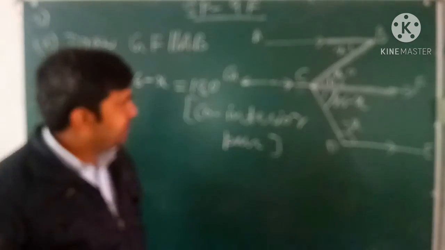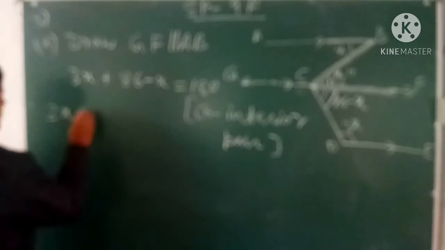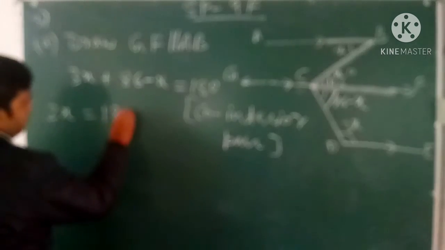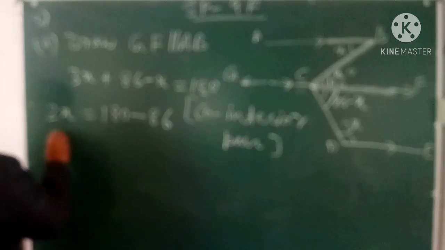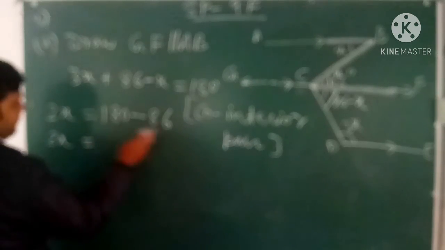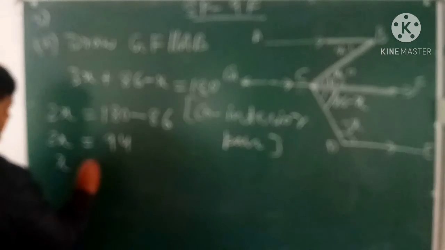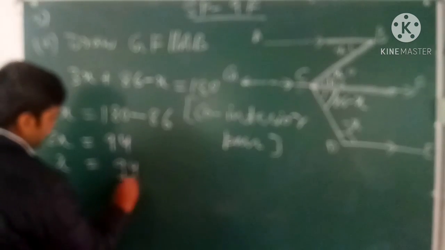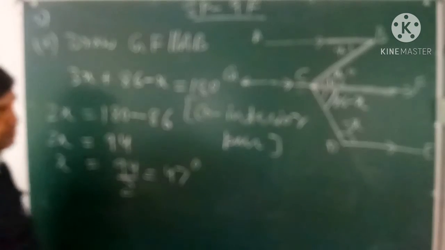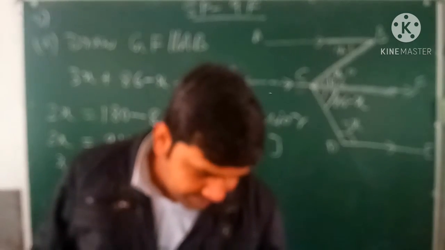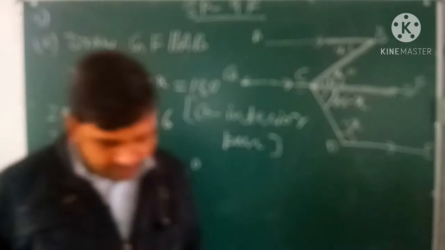The sum is co-interior, and now 3x minus x gives you 2x. Transposing 86 to the right hand side will be minus 86. So 2x is equal to 180 minus 86, which gives you 94. Now x is equal to 94 divided by 2, which gives you 47 degrees. So the measurement of x you got is 47. Here you had to find x, and now we have got x.